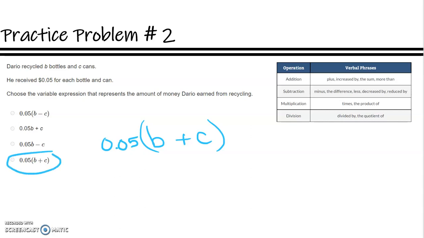You want to make sure that you're multiplying this by both because you're getting paid for bottles and cans. This one would mean you're just being paid for bottles. We wouldn't want to subtract them because we want to put them all together. So that's why A and C are incorrect.